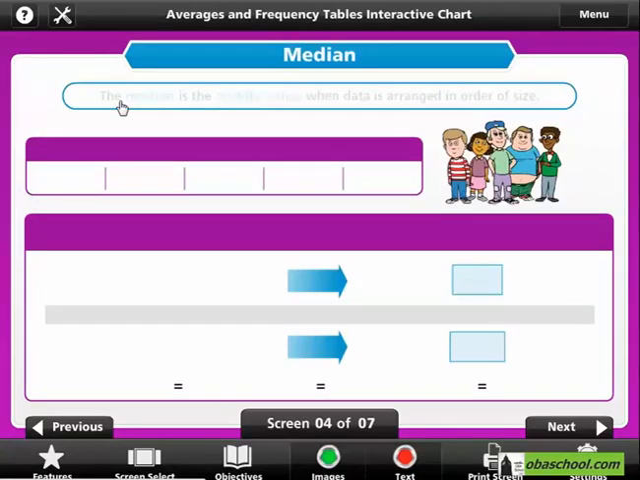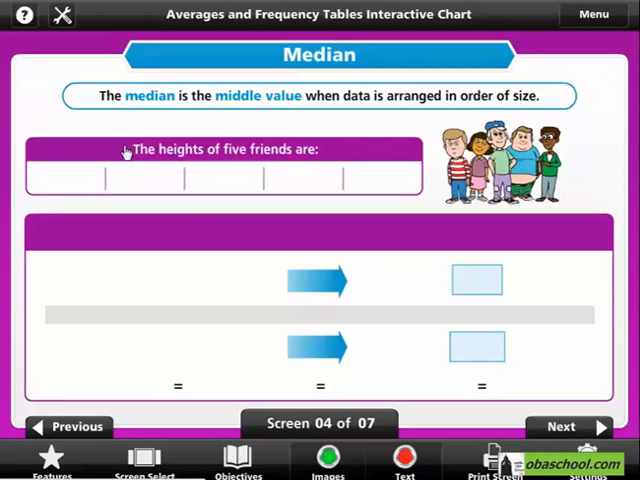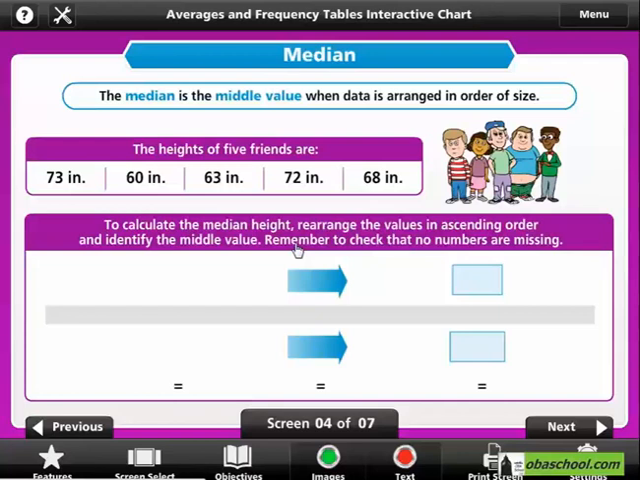And finally we have the median. The median is the middle value when data is arranged in order of size. So we're going to solve an example about the median to get to know it even more. The example says the heights of 5 students are 73 inches, 60 inches, 63 inches, 72 inches, and 68 inches. To calculate the median height, rearrange the values in ascending order and identify the middle value. Remember to check that no numbers are missing.